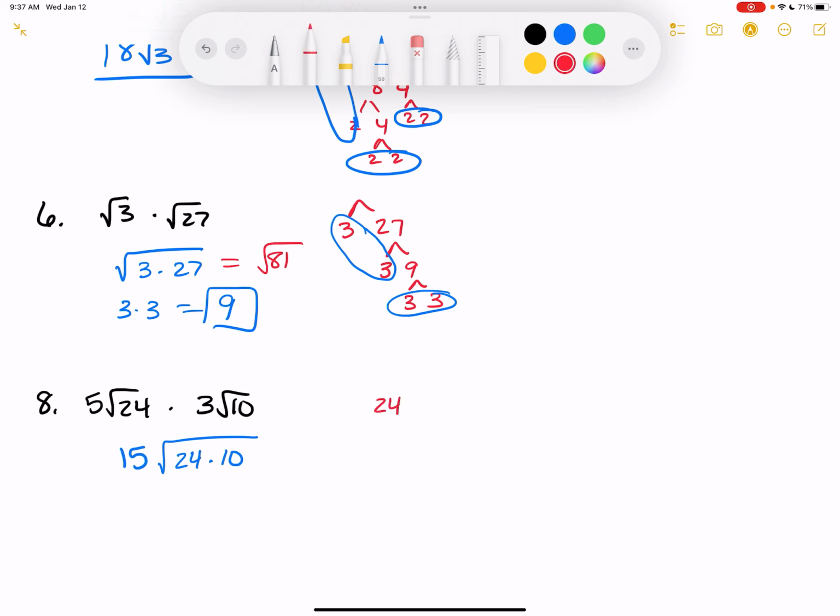So 24 and 10. 24 can be broken into what? 10 can be broken into 2 and 5.